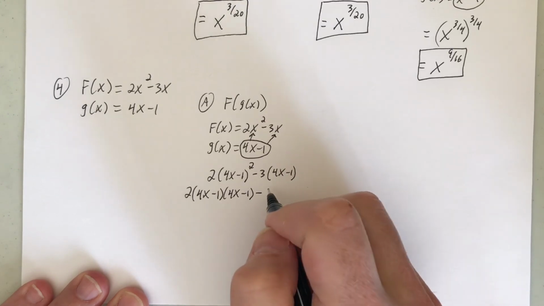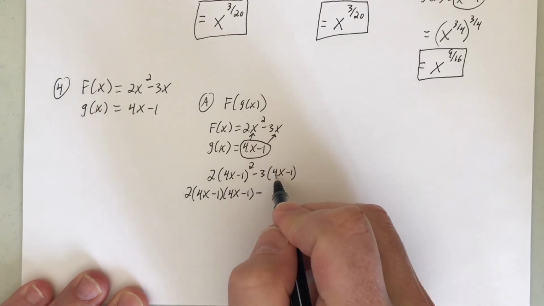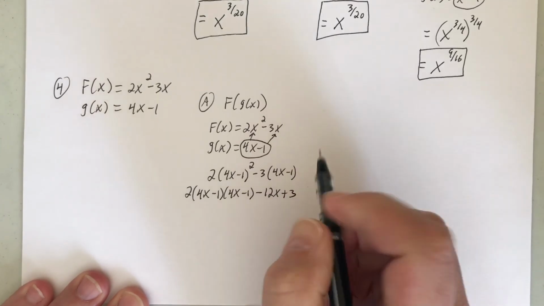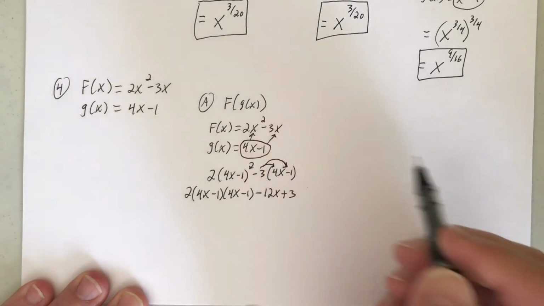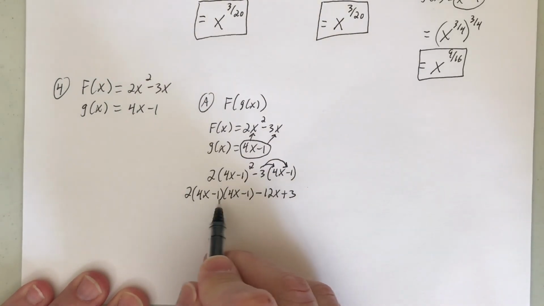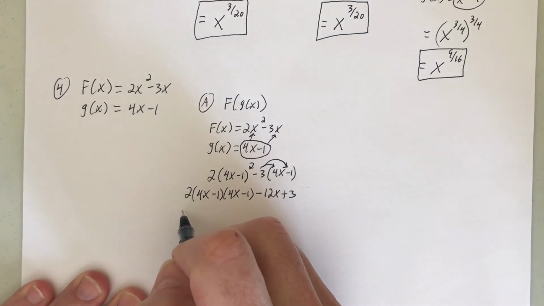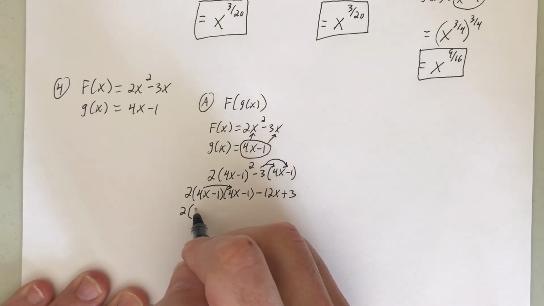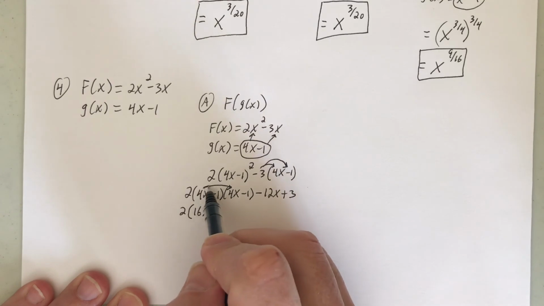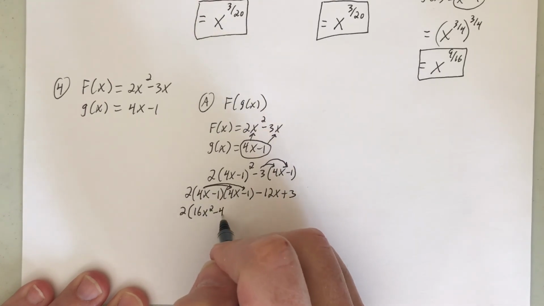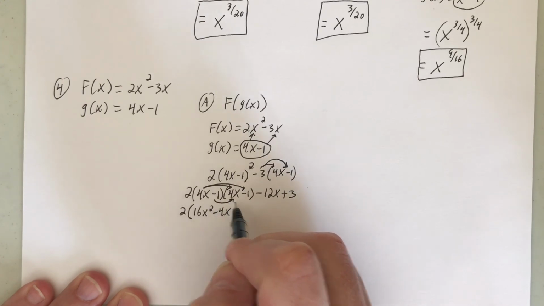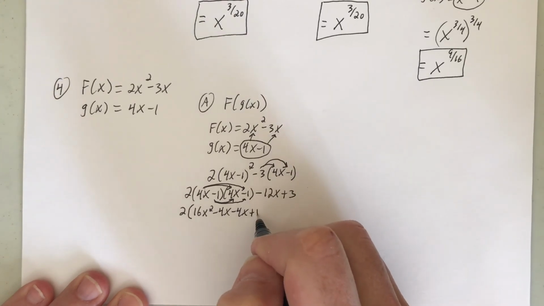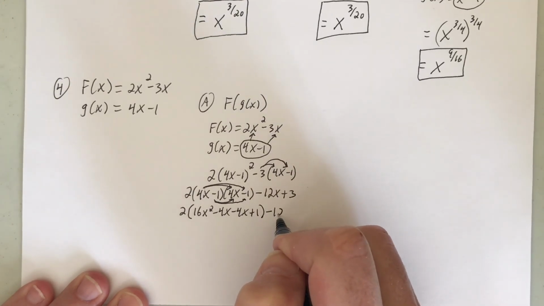And then I can go ahead and distribute the negative 3 here. So negative 3 times 4x is minus 12x. Negative 3 times negative 1 is plus 3. Now I'm going to go ahead and multiply this out, and I still have the 2 out in front. So 2 parentheses, then 4x times 4x is 16x squared. 4x times negative 1 is negative 4x. Negative 1 times 4x is minus 4x. And then negative 1 times negative 1 is plus 1. And then I have everything else still here.